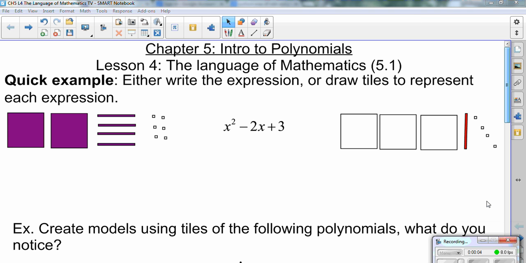Okay, so by popular demand, we are doing the lesson 4 video for chapter 5, polynomials. So this is still part of the intro section. This is the last little bit before your quiz next week.